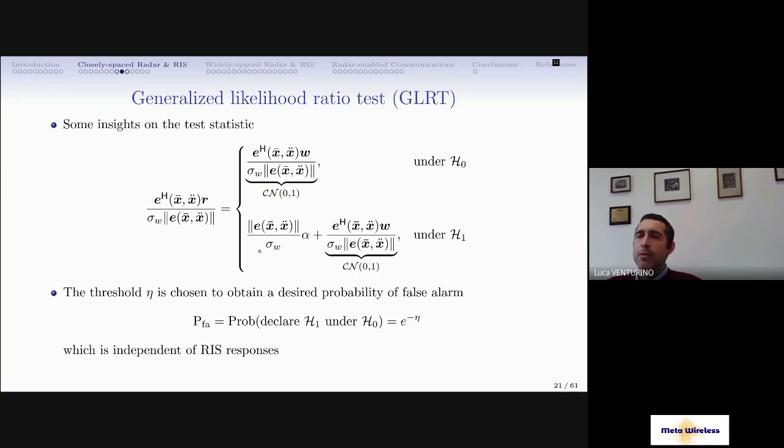So let's start with the probability of false alarm. The probability of false alarm can be easily shown to be e to the power of minus eta. So what we can do here is to select our threshold in order to have a desired probability of false alarm. Let's say we want a probability of false alarm of 10 to minus 4. We select 10 to minus 4, and we derive the corresponding value for the threshold. What is important to notice here is that under H0, the probability of false alarm is independent of the RIS response. So the threshold setting that I have described before is independent of how we design our RIS.